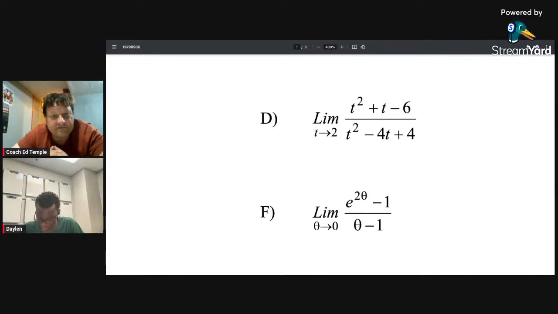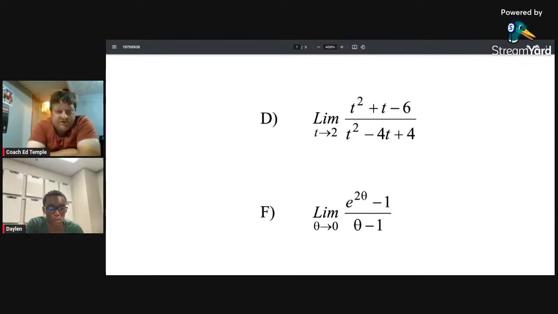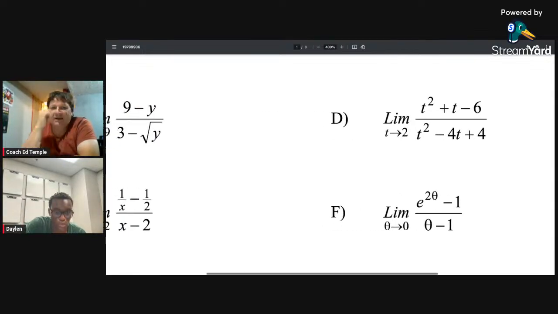So what's the limit for letter F? It's 0. Of course, you've got to show your work on that. In that case, you can just substitute the number in, and you don't have to worry about doing any kind of removable discontinuity or anything. So that's actually the easiest problem on there. All right, let's see what else might give you some headaches.